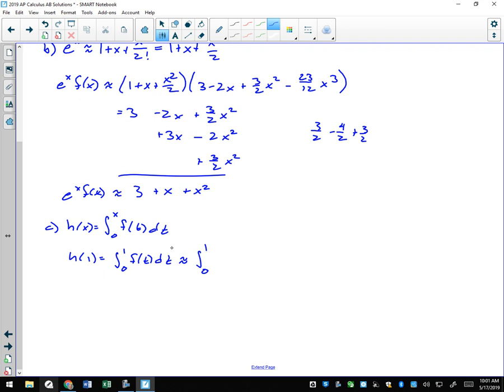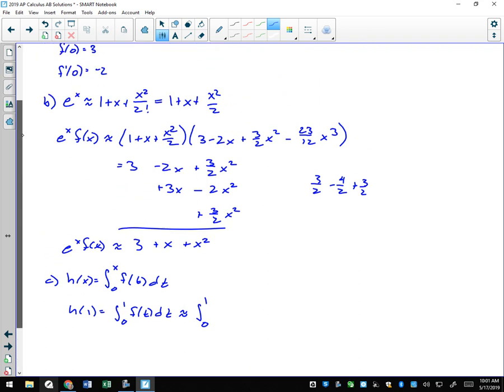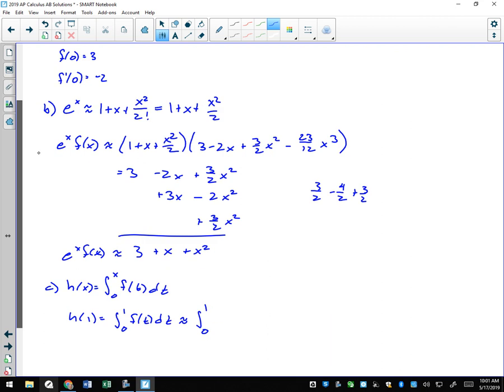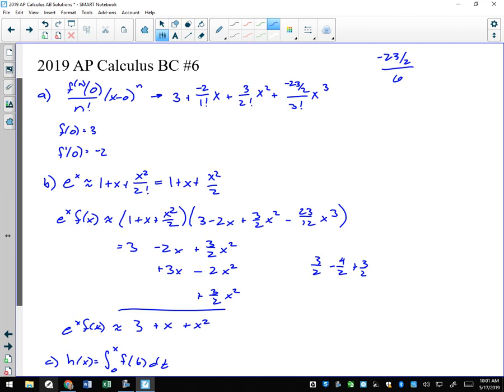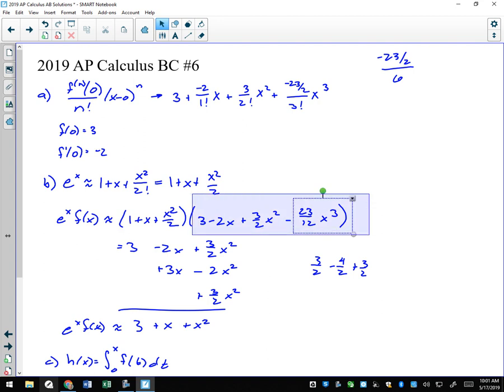Use the Taylor polynomial found in part A. So I need to go back up and see my answer to A. Oh, geez, why is it jumping around so much? Stop doing that. Okay, I'm just going to copy and paste it. Oh, wait, I cleaned it up right here. So let me grab that.